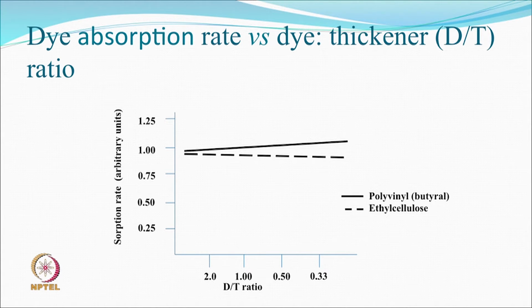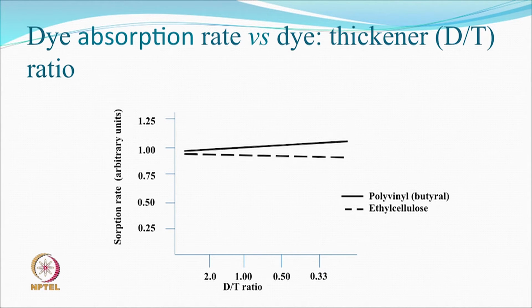Between these things, one reported study says the dye absorption rate versus the dye and thickener ratio, that means how much is thickener, which is basically this binder which actually dries on the thing. So, these four we are talking about, and the dye. If you see on the x axis that you have a dye thickener ratio, where in the first is 2:1 and goes up to 1:3.